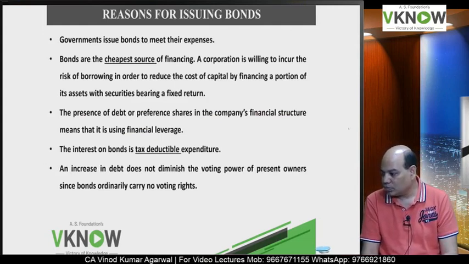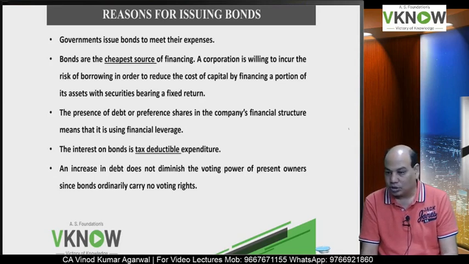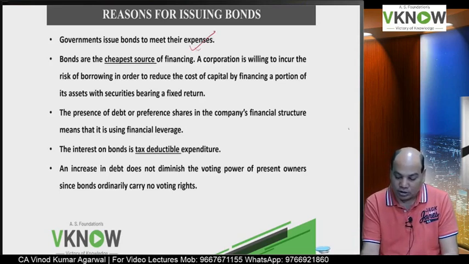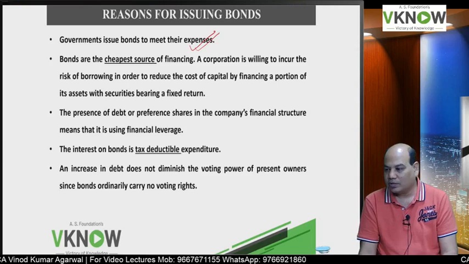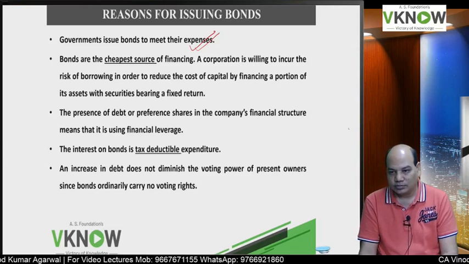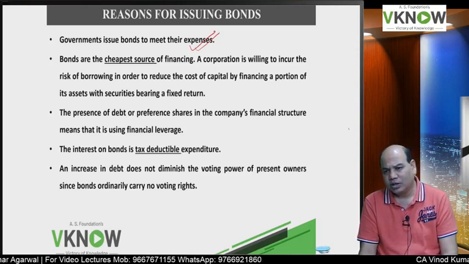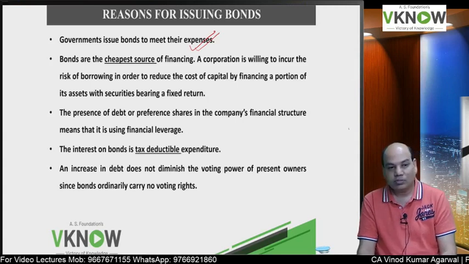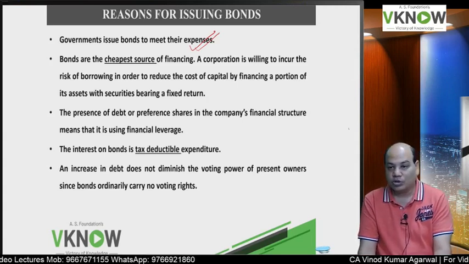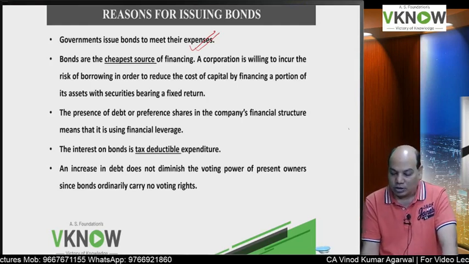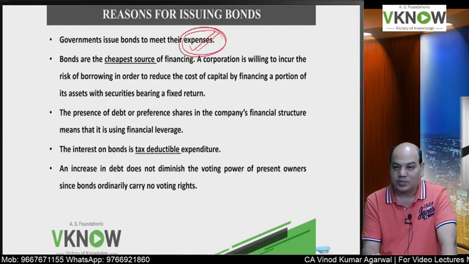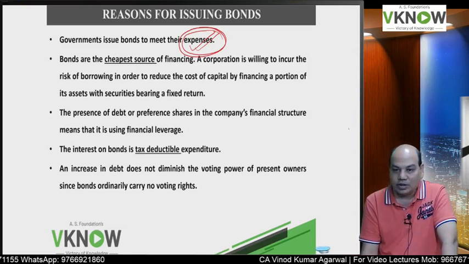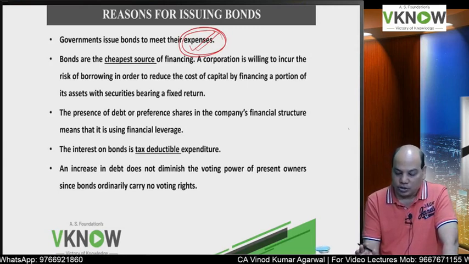Why do government and the corporates issue bonds? Reason number 1, in India or in other countries, government is a big time borrower. They will borrow huge amounts of money. How do they borrow money? By issuing bonds. But why do they issue bonds? Because they have to incur expenses. There are a lot of military expenses, administrative expenses, health care expenses, and from where will they meet them? By raising funds. So funds are raised by issue of bonds.